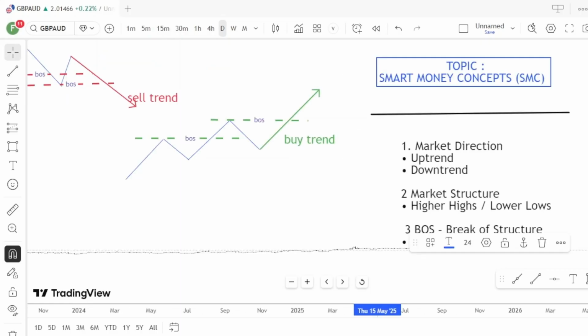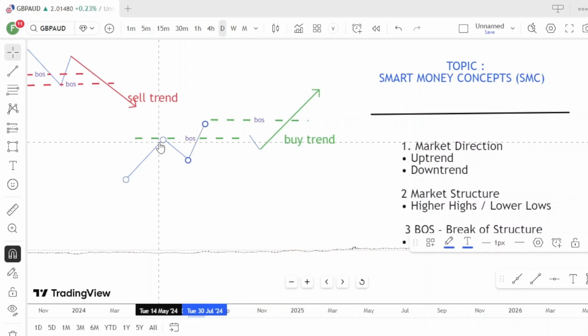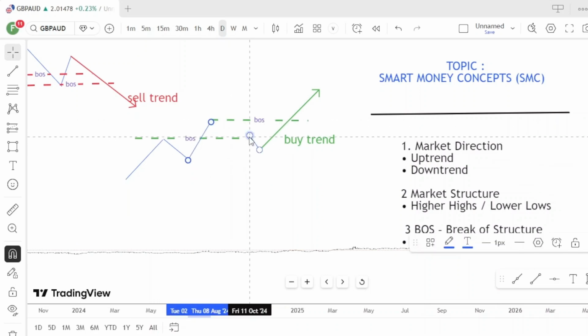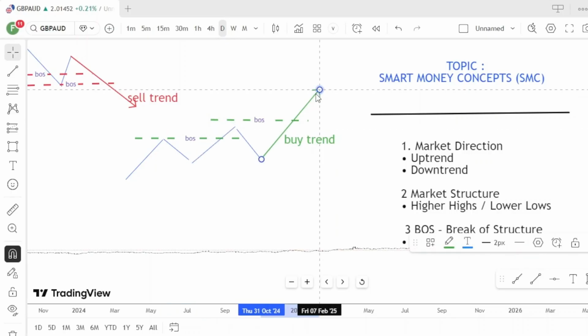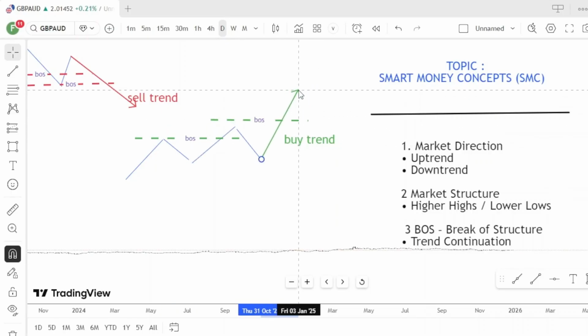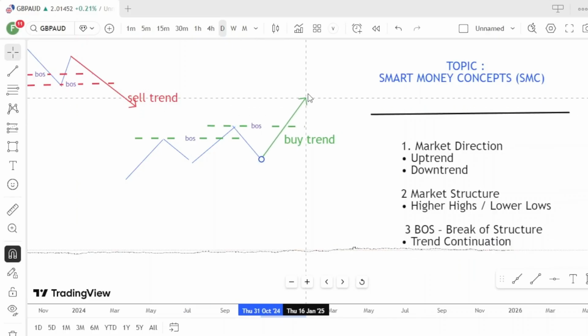In an uptrend, break of structure happens when price breaks the previous high, just like what you're looking at on the chart. Price breaks the previous high. This is the high. Price has to break it and close above it. That is the meaning of break of structure. It confirms the continuation of trend. It breaks the previous high and closes above it. That tells us the market is in a strong bullish trend.